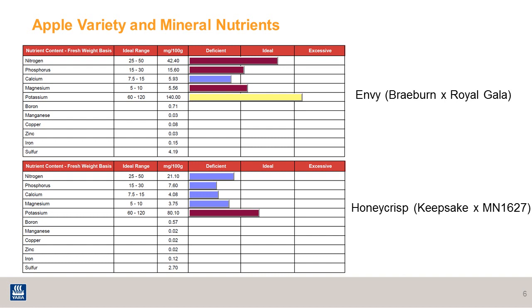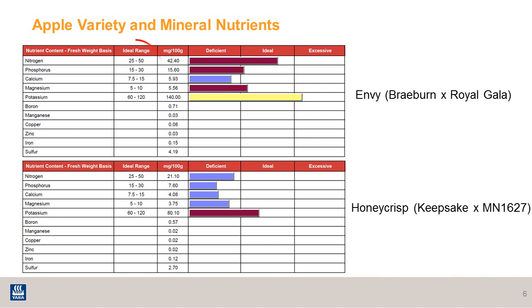There's usually a difference in nutrient composition between varieties. Here's an example of an Envy apple versus the Honeycrisp apple. You can see that the Envy apple tends to run a lot higher in nutrient concentration in the fruit compared to the Honeycrisp. For example, you have calcium concentration of almost 6 milligrams per 100 grams here for Envy. You only have 4 for the Honeycrisp.